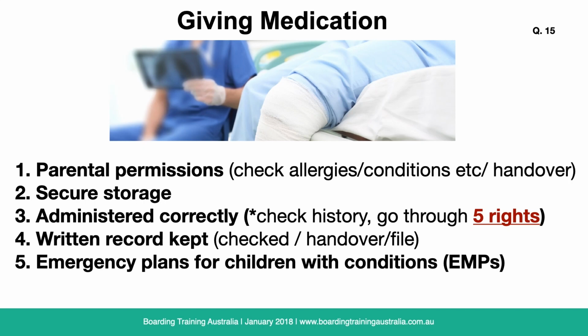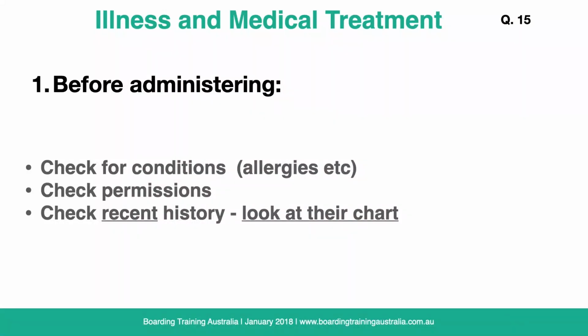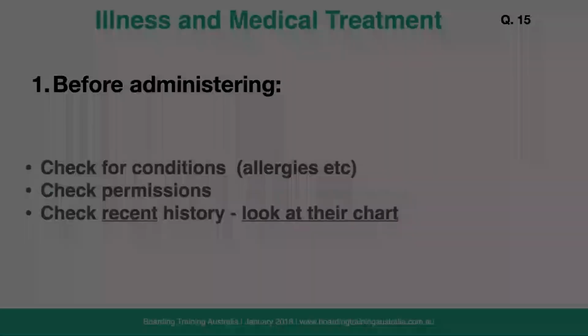And the written record is always going to be kept, checked, handed over in a file, and if a student has a particular condition, we need to have those emergency management plans for children with particular conditions. So before administering the medication, we do those 3 things: check for conditions or allergies, check for permissions, and check their recent history. Look at their chart or their recent history on the medications file.